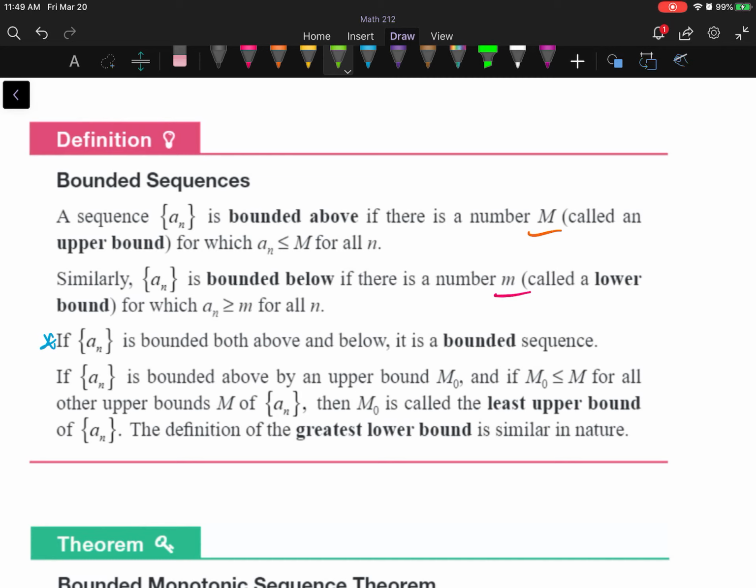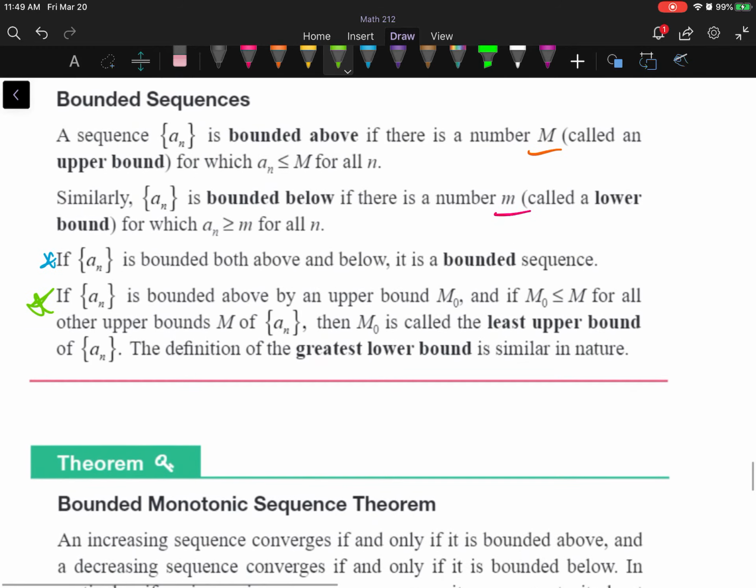That's just vocabulary. And then greatest lower bound and least upper bound are terms that we would focus more on in a real analysis class, honestly. But yeah, just basically saying if there's some number where all of these sequence terms are less than this number, we're going to be bounded.